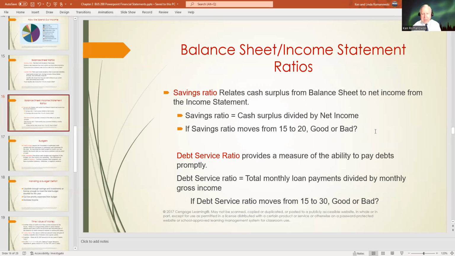So the savings ratio is an indication of how much you're actually saving on your income statement. And you want to see that that continues to be in a good ratio, a good number. Debt service, you want to make sure that that stays on the lower side, because again, that's a percentage of your payment to pay your debts compared to the income that you have.